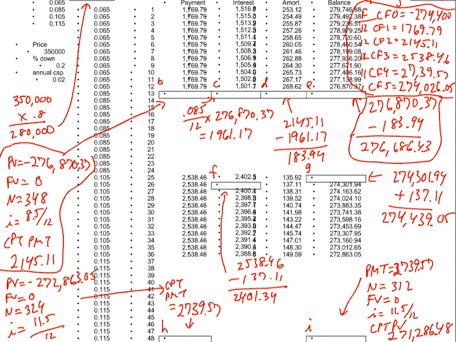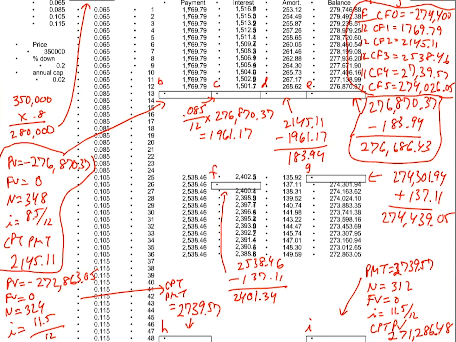Well, we know for the 26th month what the payment is, the full payment is $2,538.46, and we know the amount that amortizes, which is right next to the F, $137.11. So the difference between those two, $2,401.34, must be the amount of interest. Okay, we could also figure that out by going above and doing G first.